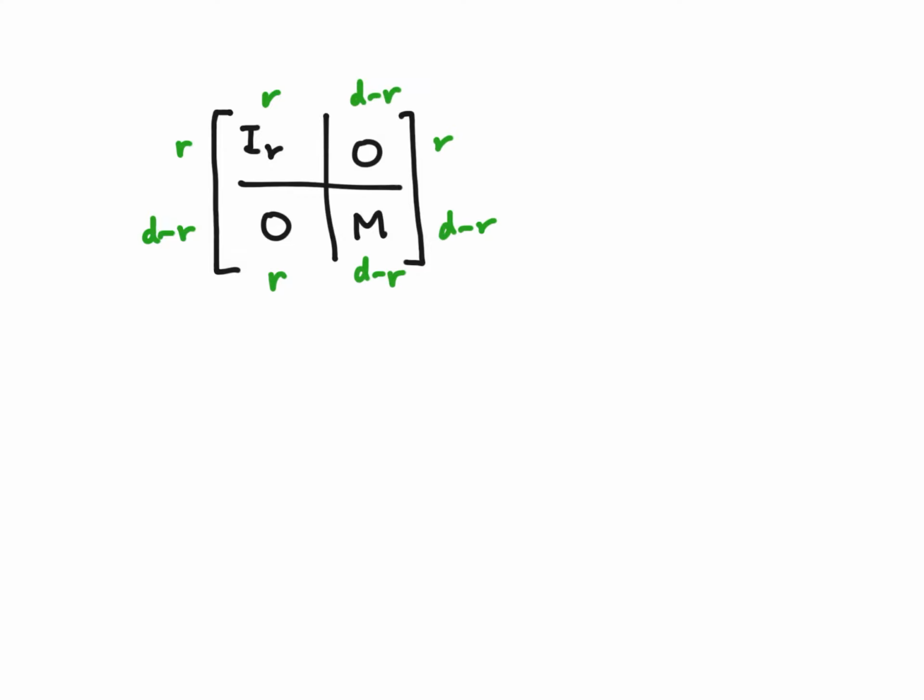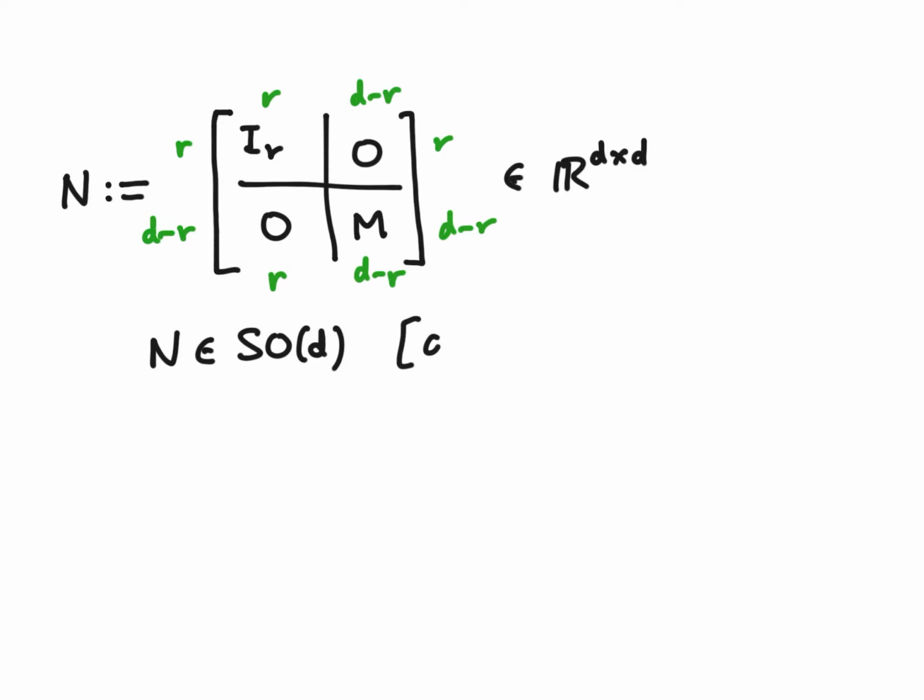Anyway, that total matrix, I'm sort of out of names for things, but maybe I'll just call it capital N. That is a D by D matrix, and I claim it's also a rotation matrix. In other words, it's not just a D by D matrix, it's in fact a special orthogonal D by D matrix. In other words, it's a rotation matrix for the original D space.